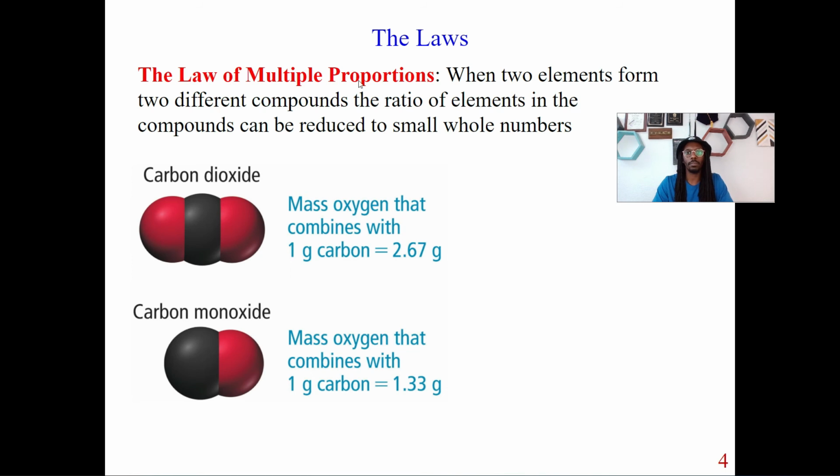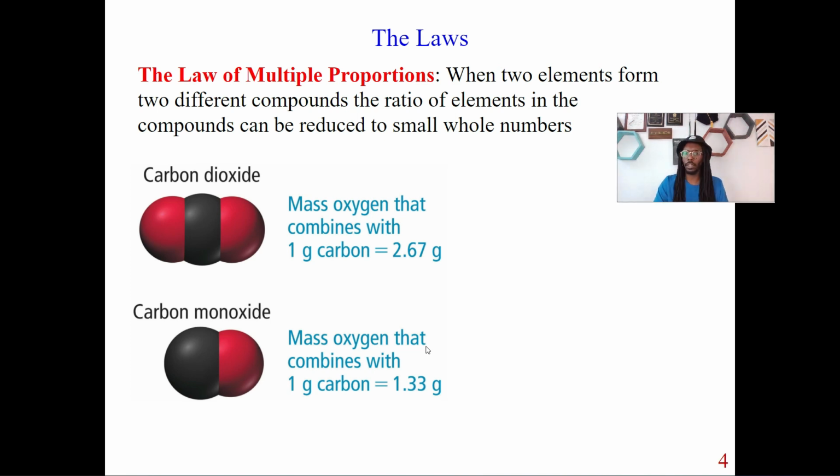Now let's talk about the law of multiple proportions. When two elements, in this case our two elements are carbon and oxygen, form two different compounds, so in this case, my two elements are forming two different compounds. Carbon dioxide is one compound, carbon monoxide is the other. When they form two different compounds, the ratios of those elements in the compounds can be reduced to a small whole number. So this is telling me that if I take the ratio from my carbon dioxide and my carbon monoxide, I should be able to get a small whole number.